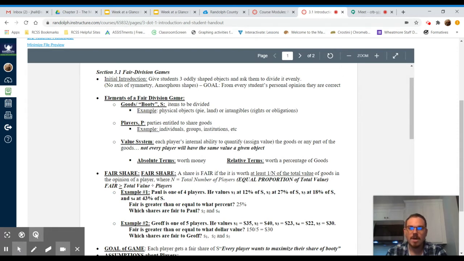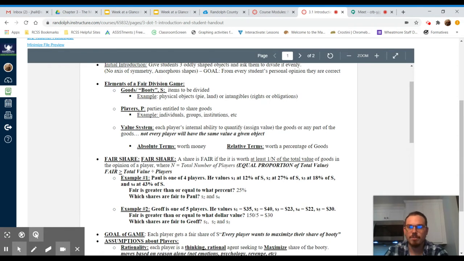It's okay. So we've got the goods, the booty. This is S. These items will be divided, right? Examples: physical objects, pie, land, or intangibles, just like things like pirates, right? The booty, okay? The intangibles, are they rights? Are they obligations, right? It doesn't necessarily have to be something mathematical. It doesn't necessarily have to be something tangible.